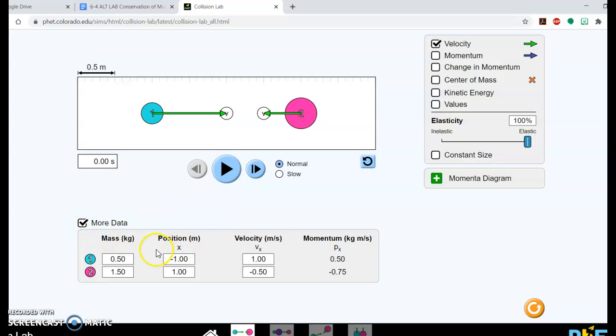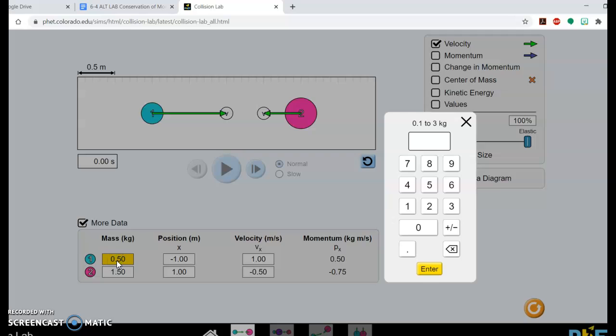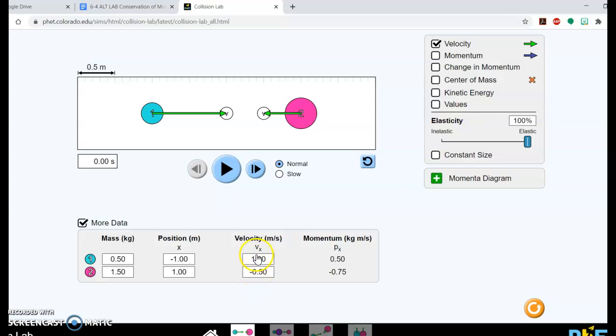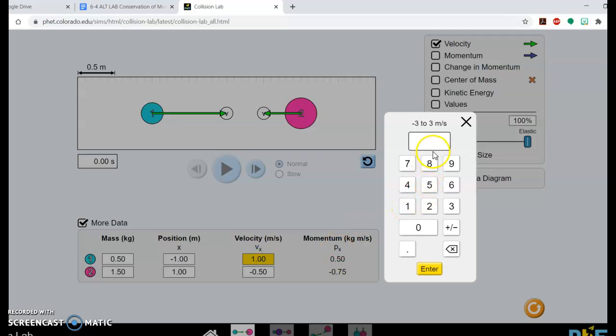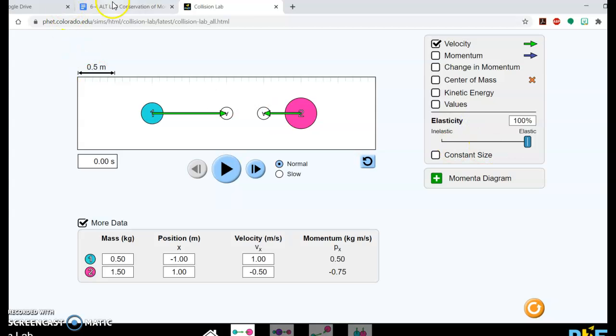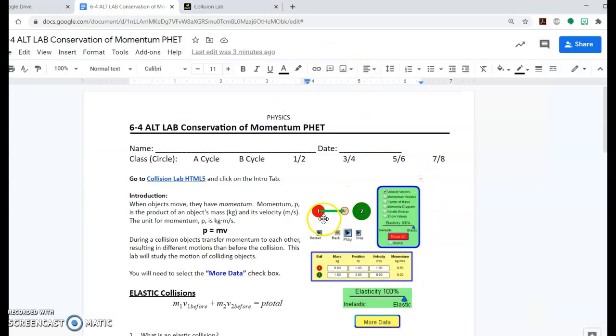By allowing more data, you can not only see the mass and position, but you can also change the velocity that these balls or these objects are starting with. All right, so you have this option to choose the mass. Again, you can type it in right here. And you can also have a velocity, and this can be positive or negative, but it can only go up to negative 3 and positive 3. But let's go through this lab and see what we need to do.